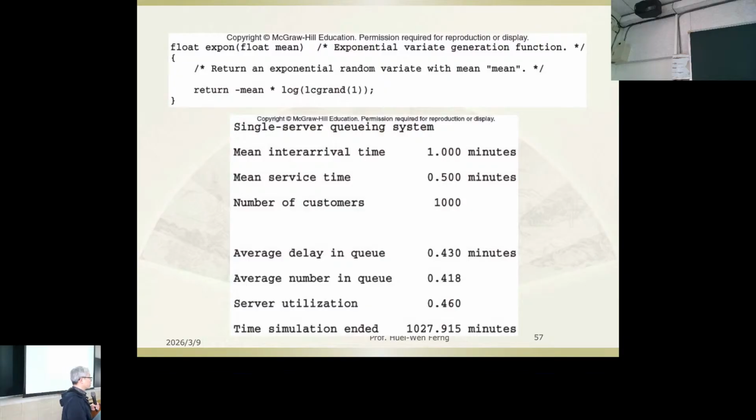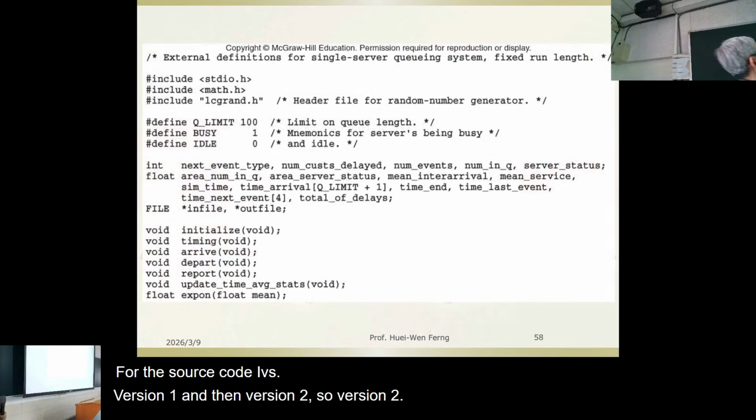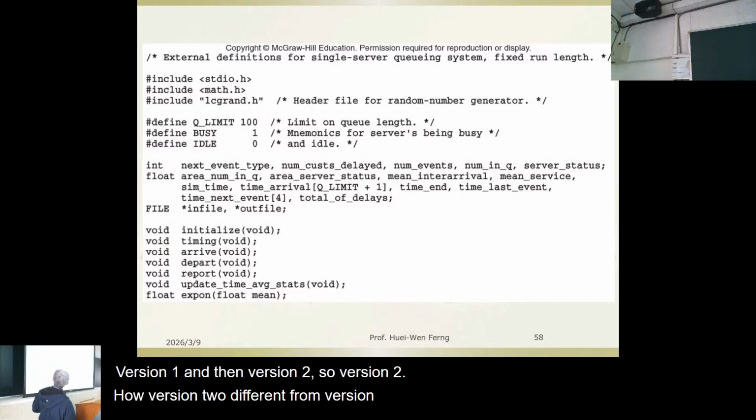So I will try to upload soon the source code, at least version 1 and then version 2. How is version 2 different from version 1? Actually, we have this one.